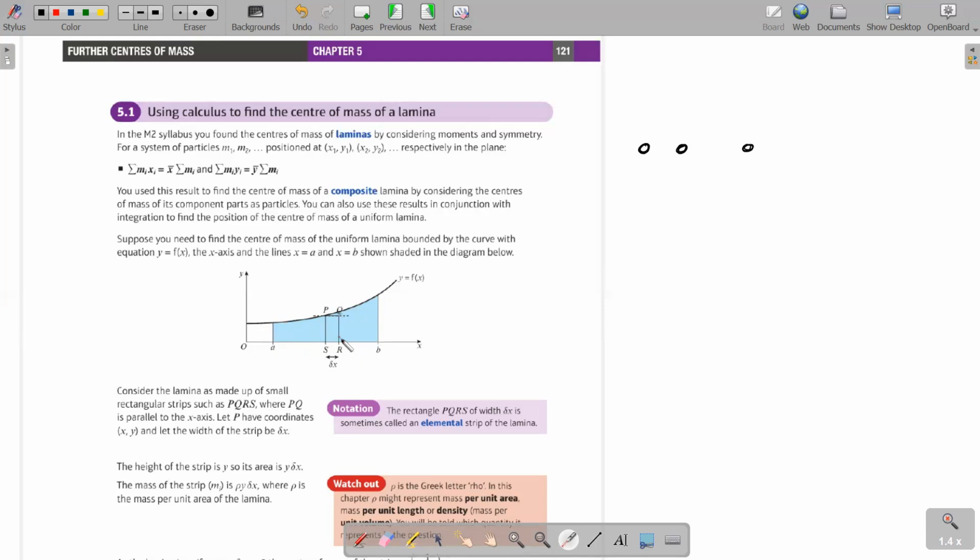This is not belonging to any of our usual laminas. It's not a rectangle, not a circle, not a triangle, right? So the normal rules in M2 don't apply here. So we are going to learn a new method. Basically, we are going to learn how to use integration, these calculus techniques, to find the center of mass of this particular lamina.